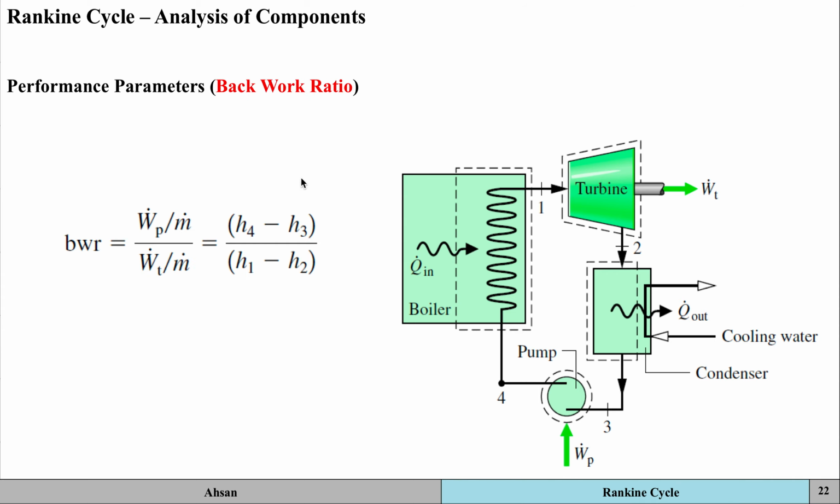Another important performance parameter is the back work ratio, which means what is the amount of work that you're putting into the system and what is the amount of work you're extracting out. Obviously you have to input some kind of work into the system here through the pump, and then you're extracting work out of the turbine. So that's going to tell you how much energy you're inputting into the system compared to how much energy you're extracting out of it. And that's called the back work ratio.